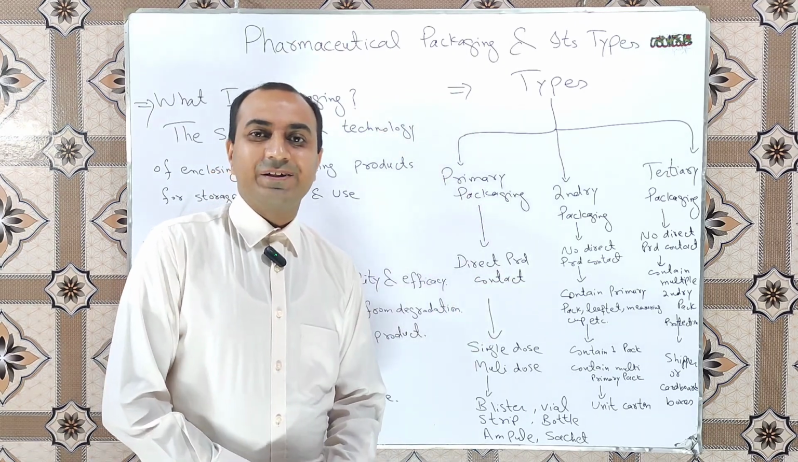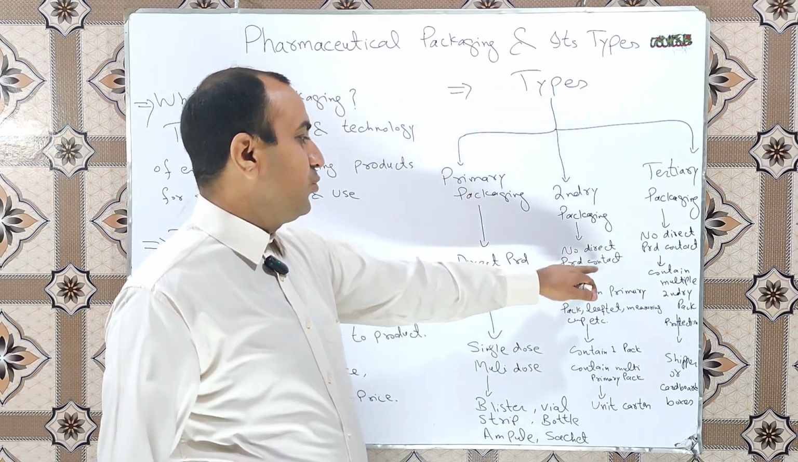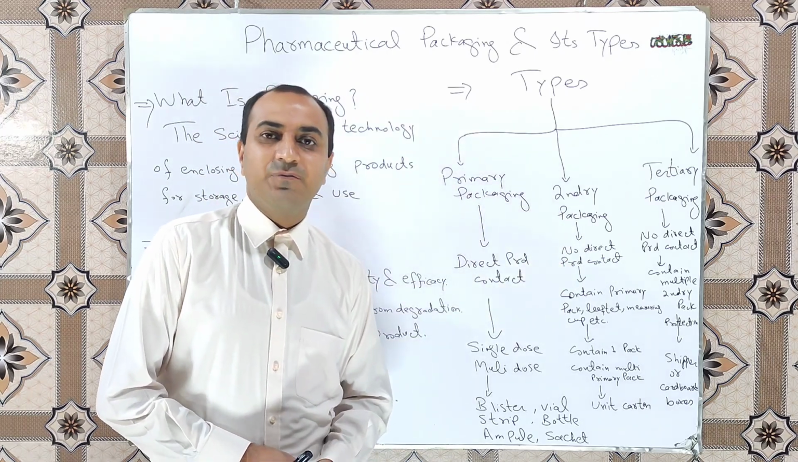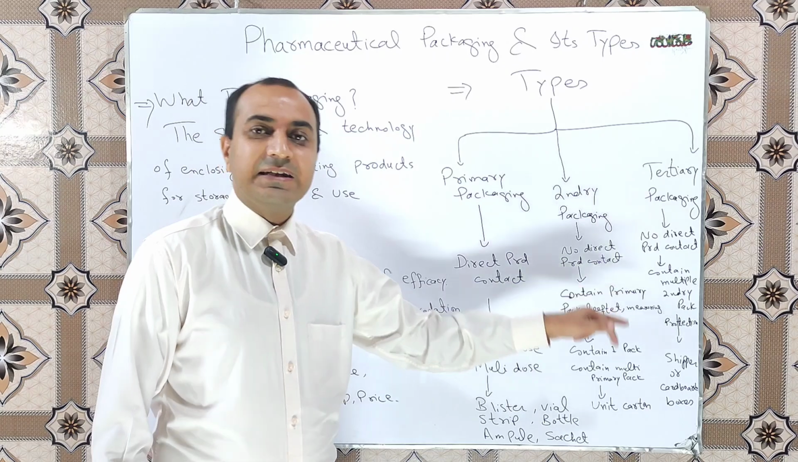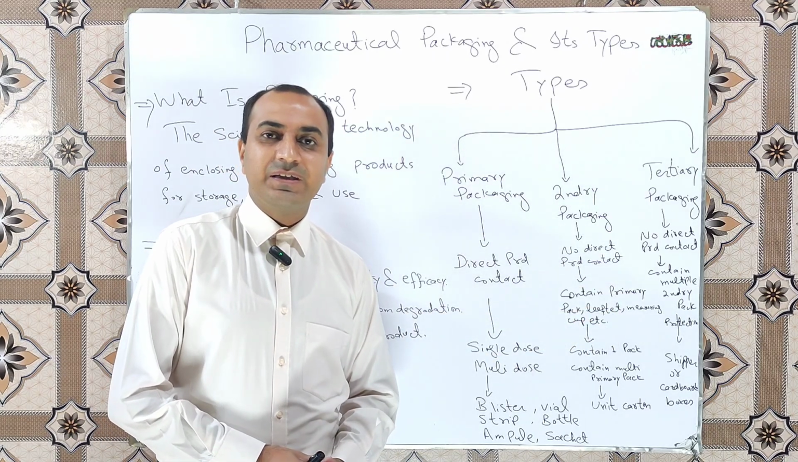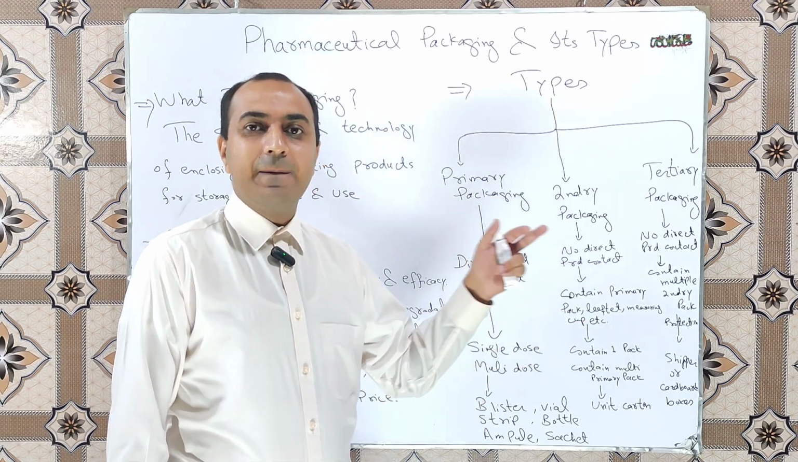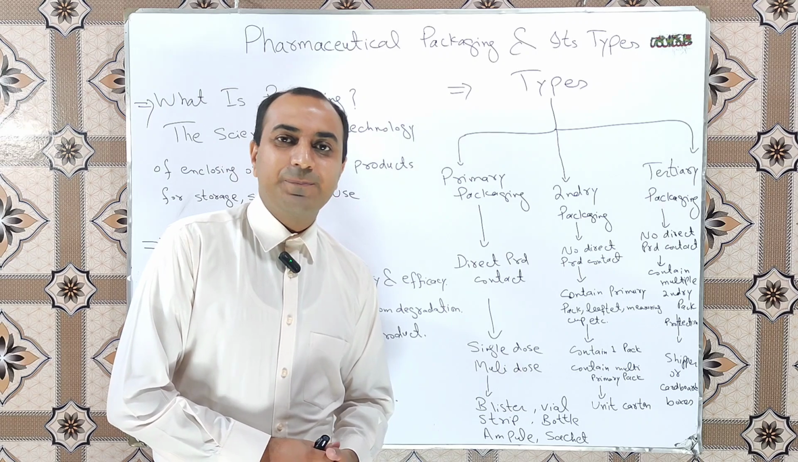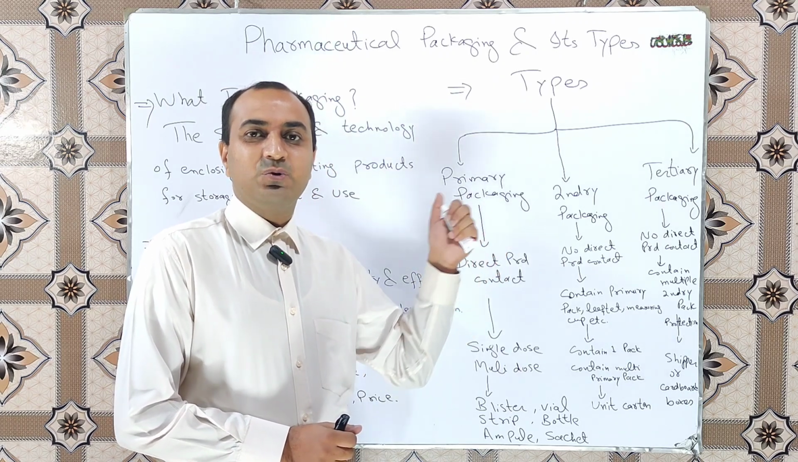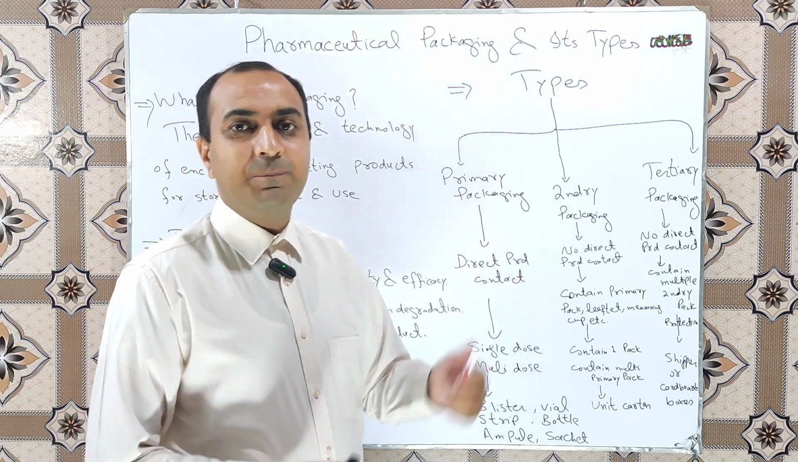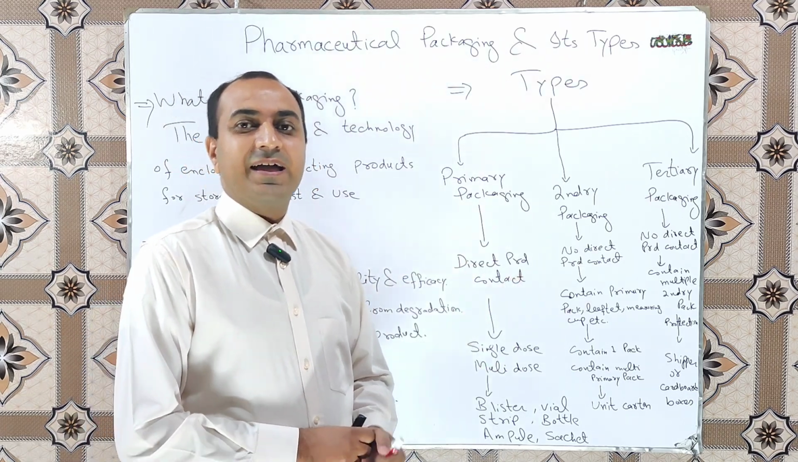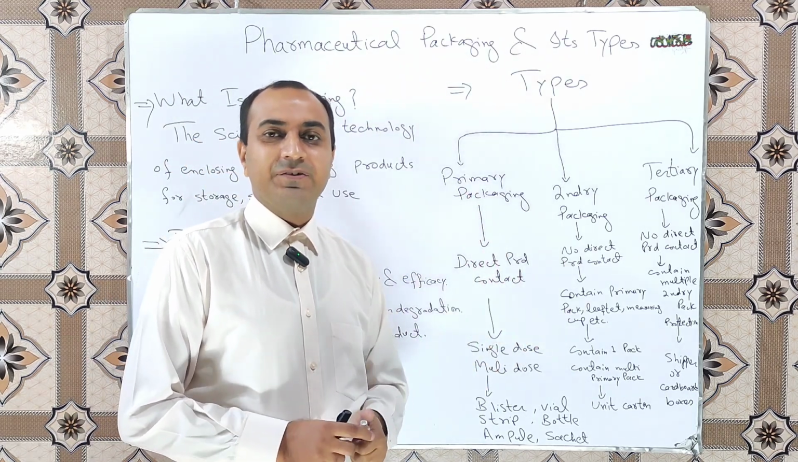Now, what is secondary packaging? The type of packaging which does not have any direct contact with the product, but it contains the primary pack, leaflet or any measuring device if it has one, like a measuring cup. So secondary packaging is the type of packaging which does not have direct contact with the product, but it contains our primary pack.